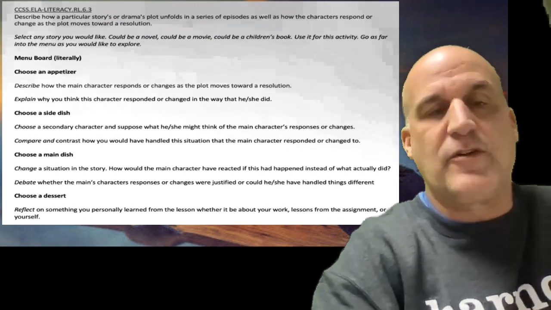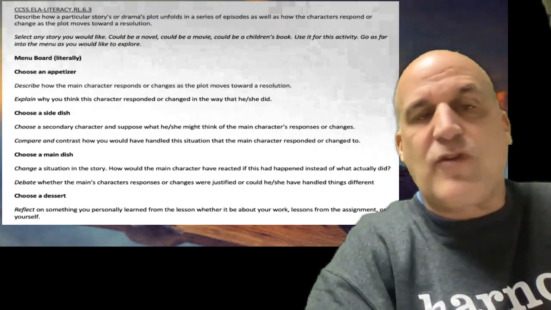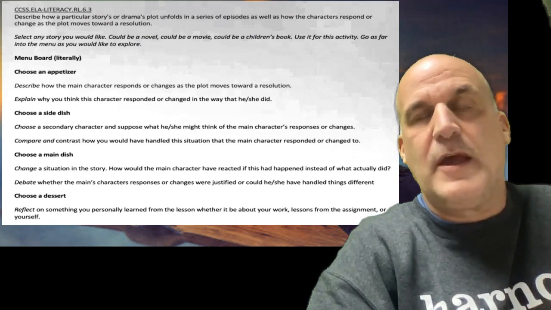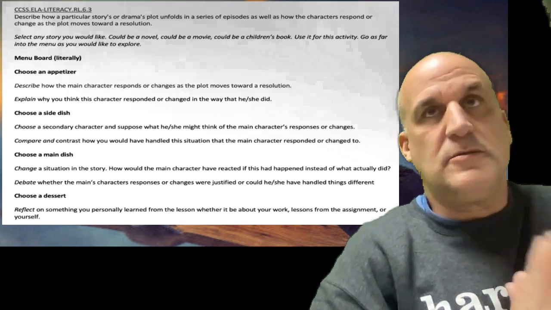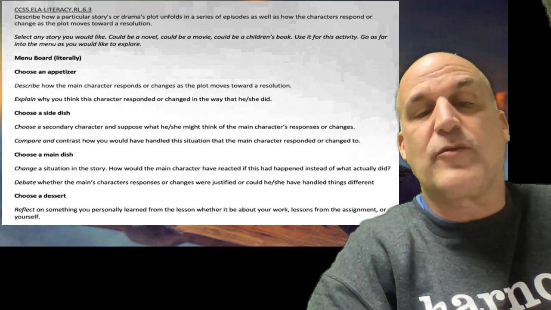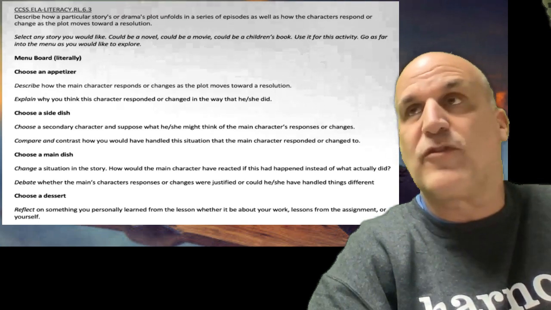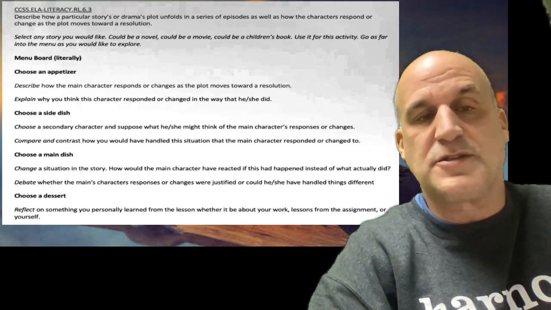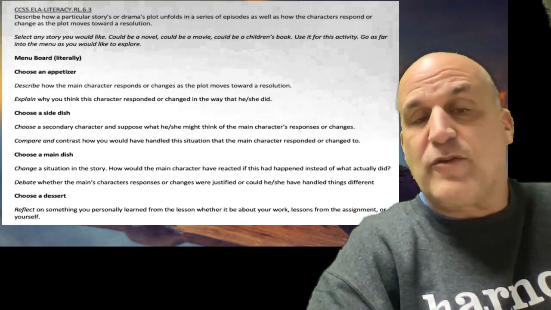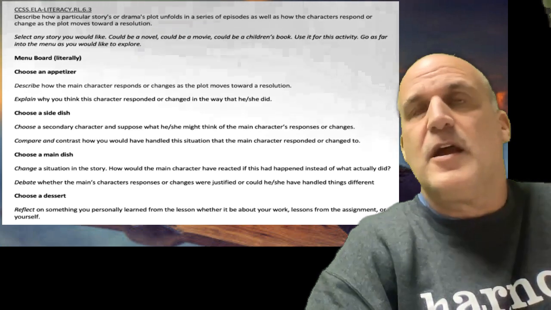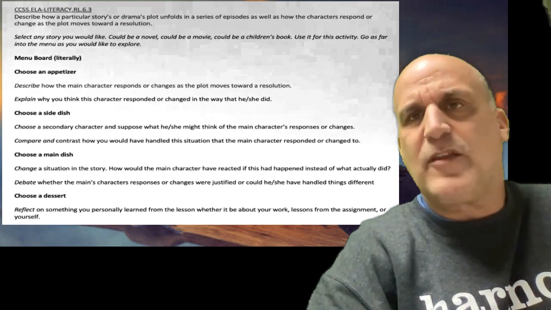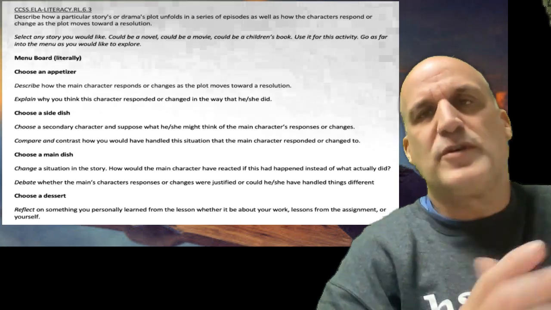So if we look at the standard of describe how a particular story or drama's plot unfolds in a series of episodes, and you were asking students to just think at a surface level, you might ask them to describe how the main character responds or changes as the plot moves towards its conclusion or resolution. You might ask people to explain why they think this character responded or changed the way that they did. These are all surface level because these are things probably that are blatantly stated in the book. And so we want to push a little bit deeper.